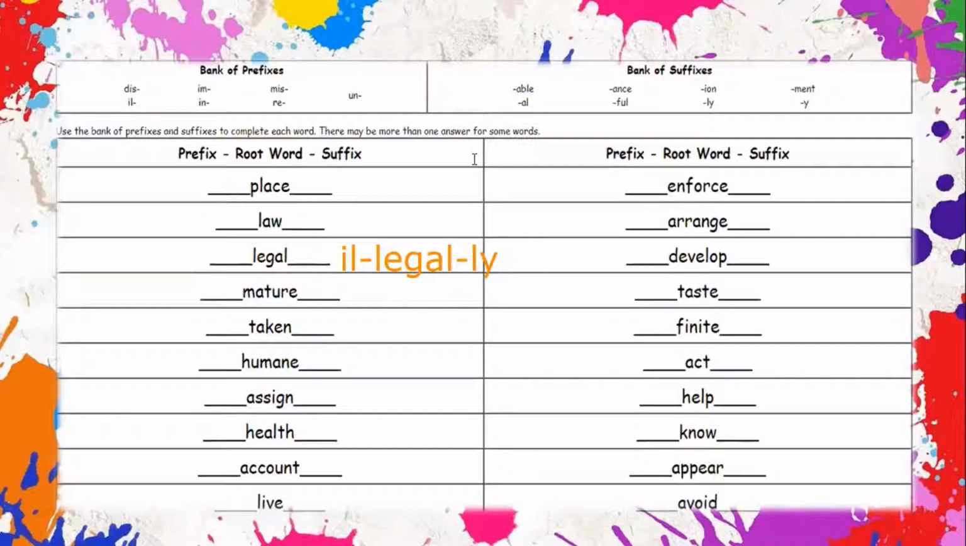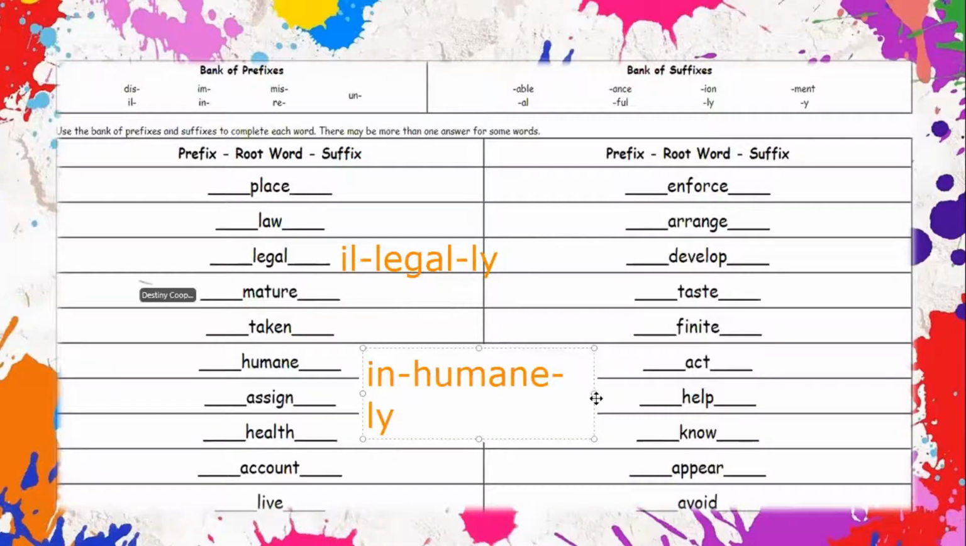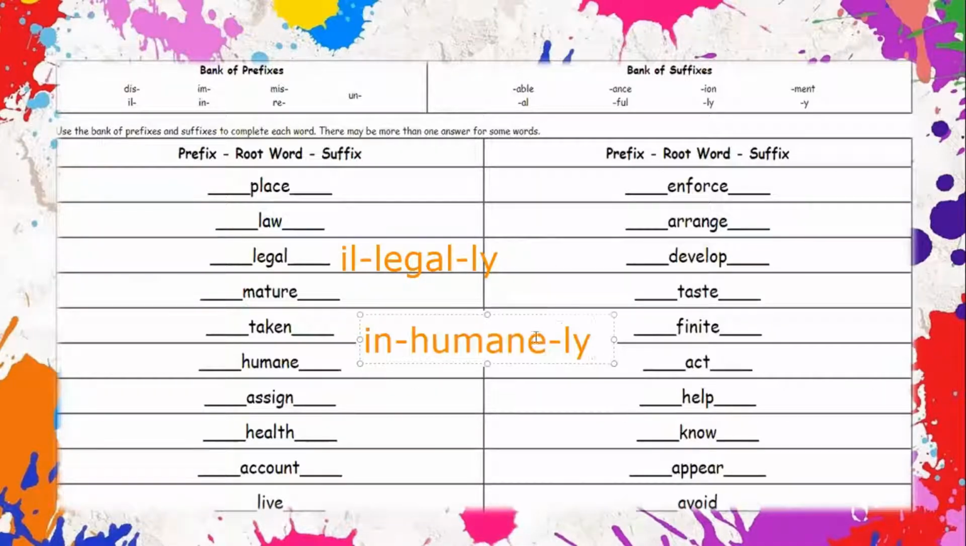For humane, we will add the prefix in. Humane is our root word. And then we'll add the suffix ly, inhumanely treated. I want you to notice that as we do this, you will find that the parts of speech of some of the words will change.